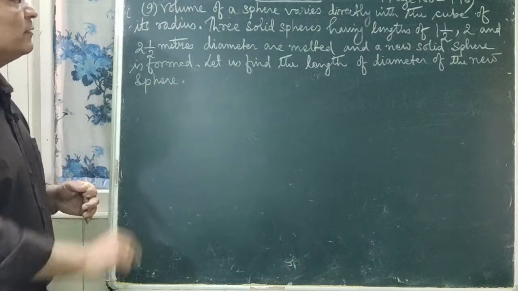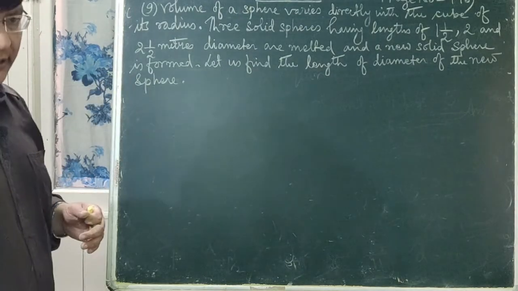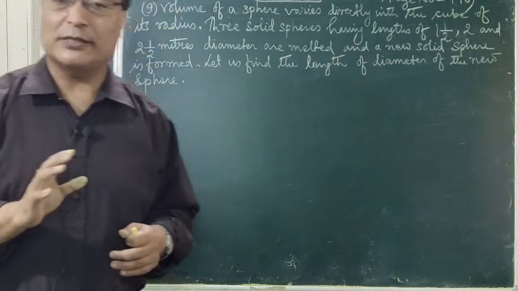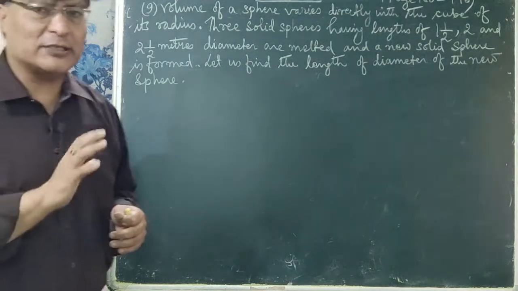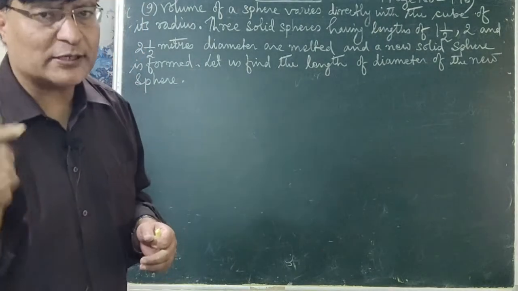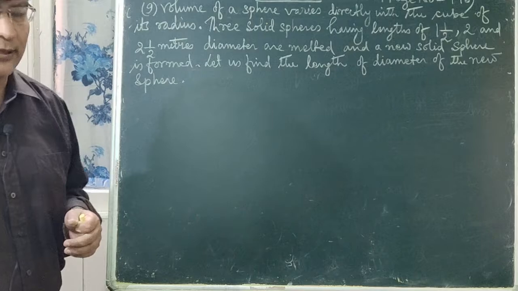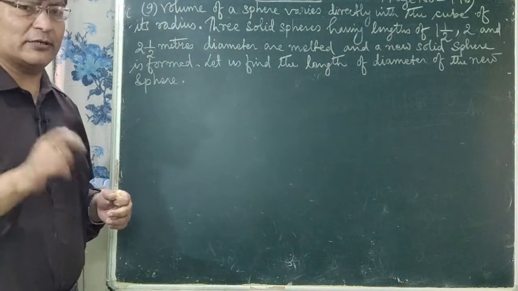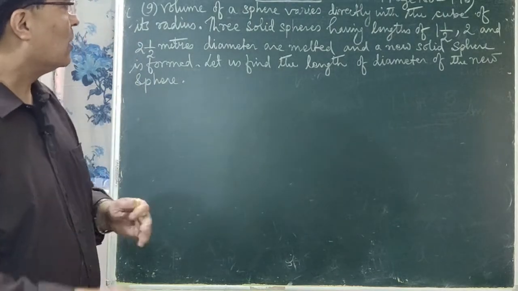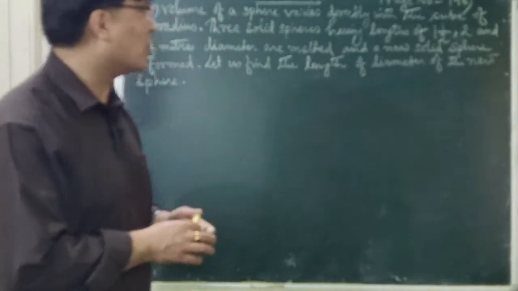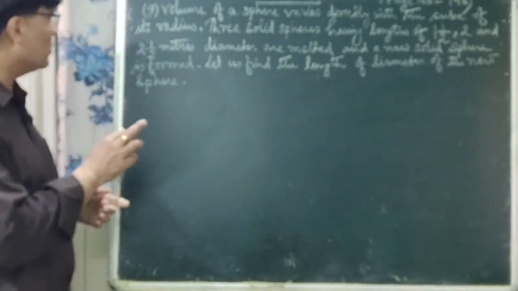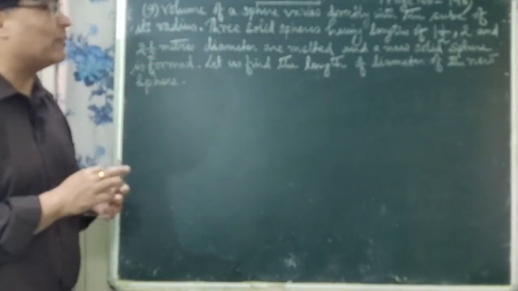So volume of the sphere varies directly with the cube of its radius. Here it says volume of a sphere is directly proportional to the cube of its radius. You know the meaning of radius, isn't it? You know diameter and radius of the sphere. So now 3 solid spheres having diameters of 1.5, 2 and 2.5 meters are melted.